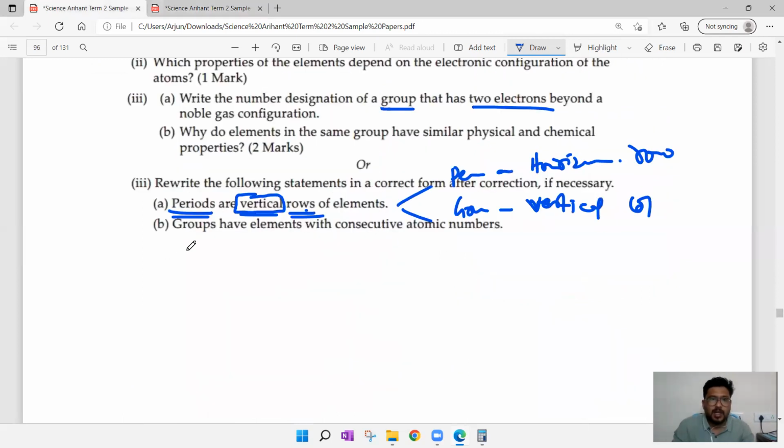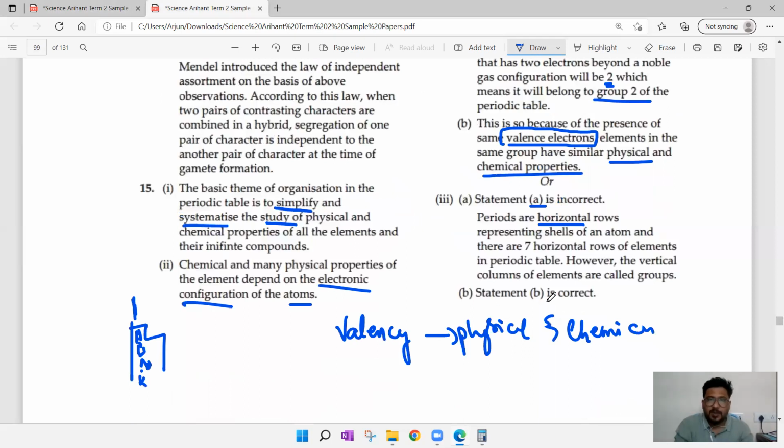Next, groups have elements with consecutive atomic numbers. Basically, not groups, periods. Here the answer is wrong. Is statement B correct? No, statement B is wrong. It is incorrect.